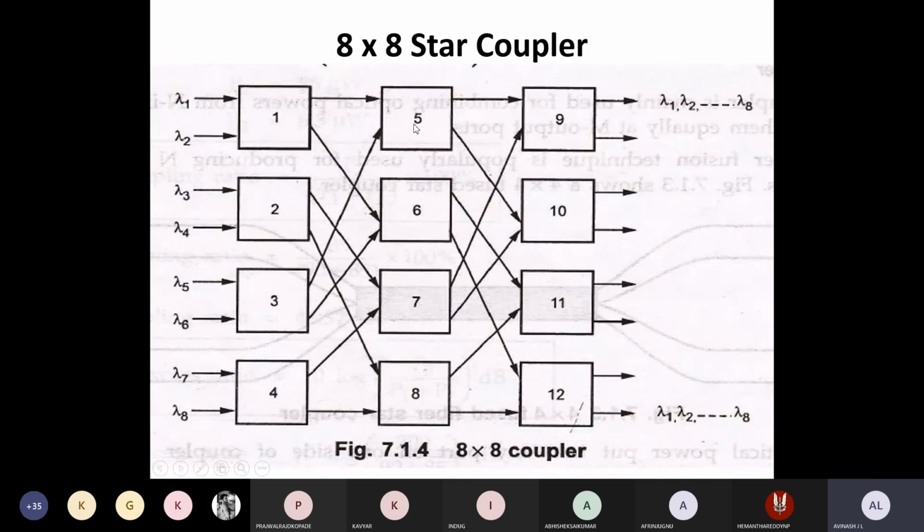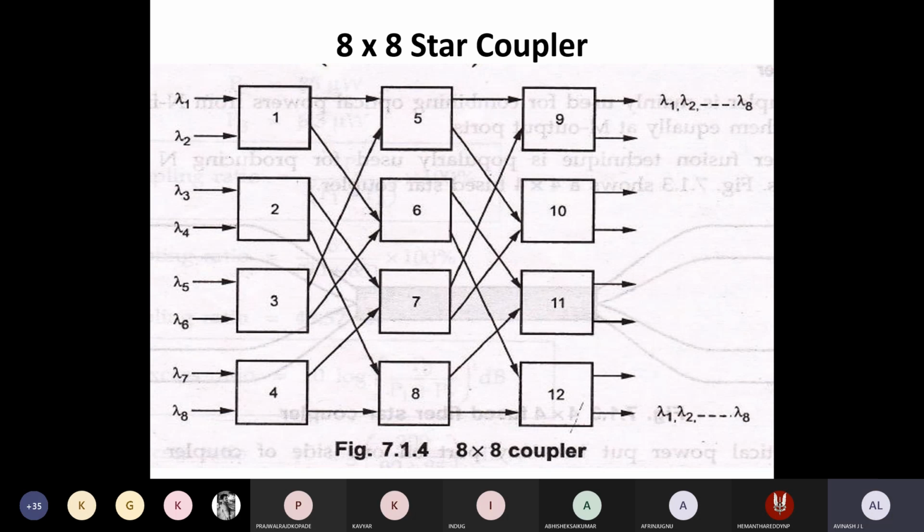Are you all with me? When I say coupler 5, the number 5 comes from the numbering 1, 2, 3, 4 and so on. Now listen: what is the meaning of a star coupler? Star coupler means whatever power we take.